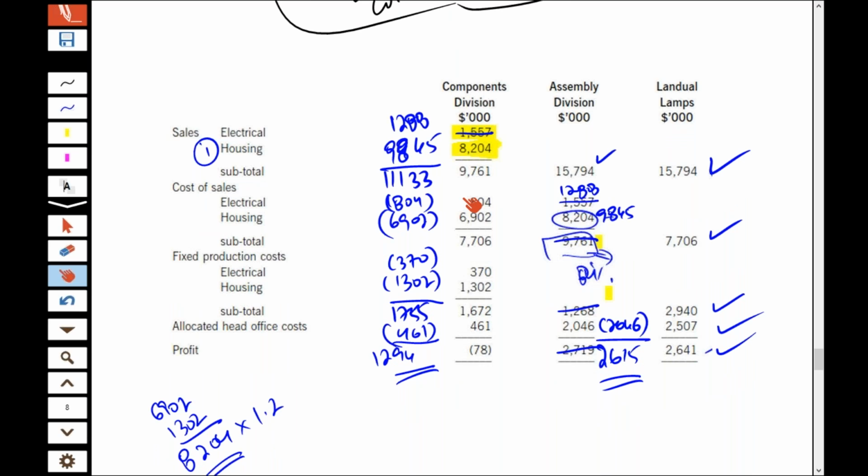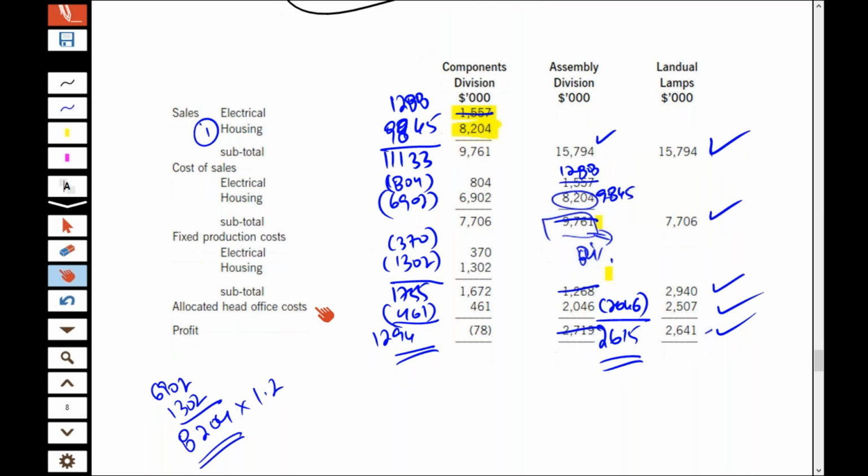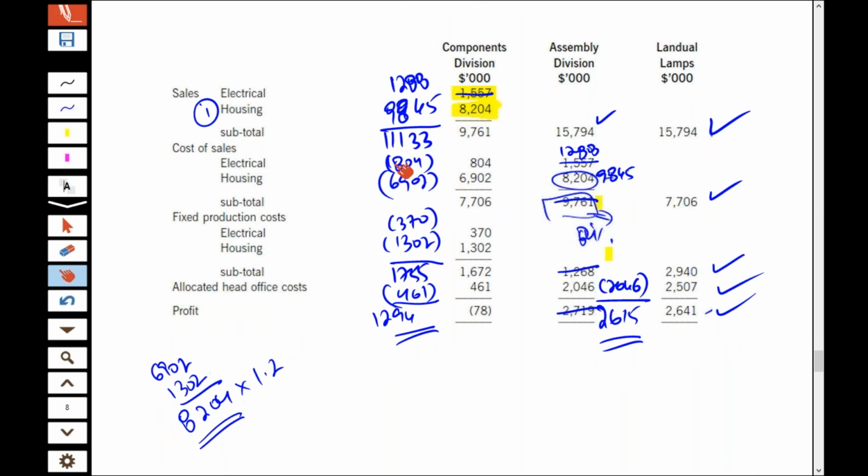Okay, the next step is, how did we get the 9845? Okay, we got the 9845 this way. 6902 was one of the costs, 1302 was another cost. I added up both of them and multiplied it by 1.2.